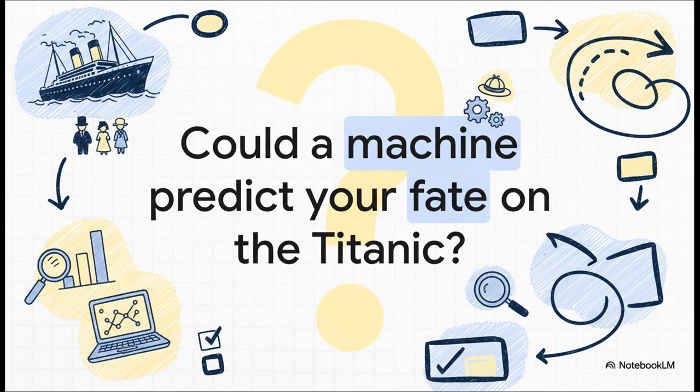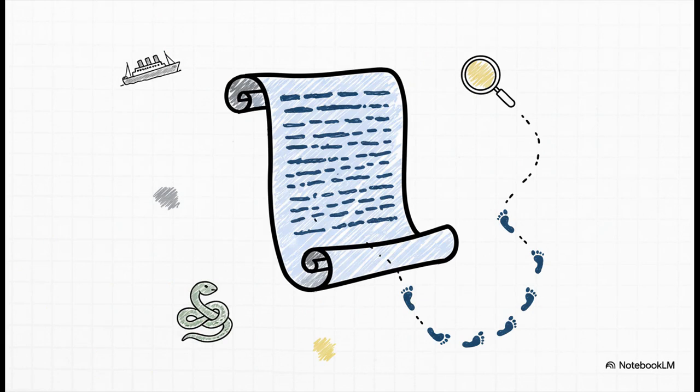I know, it sounds like something straight out of science fiction, doesn't it? But that's the real question we're tackling. Could an algorithm look at your data, your age, your gender, what class ticket you held, and actually predict whether or not you would have made it off that ship? So where do we even start?